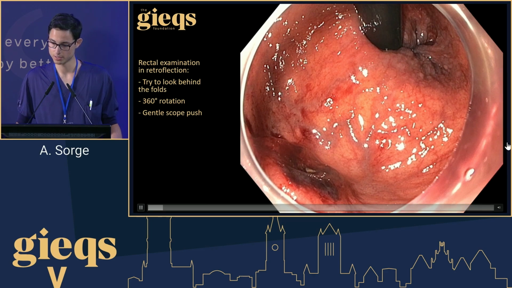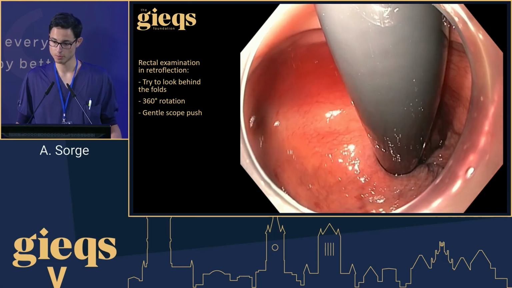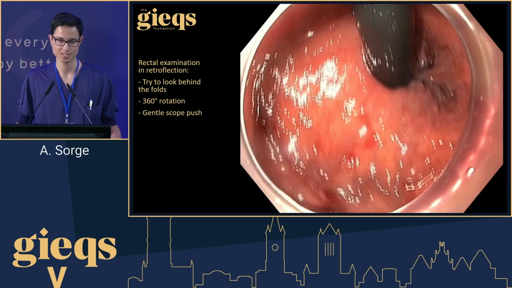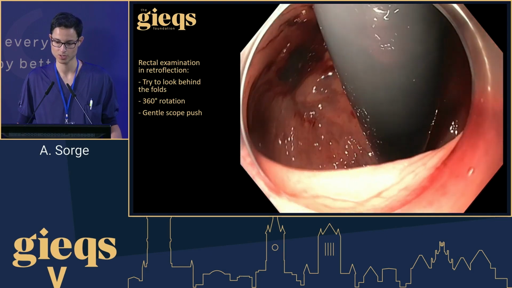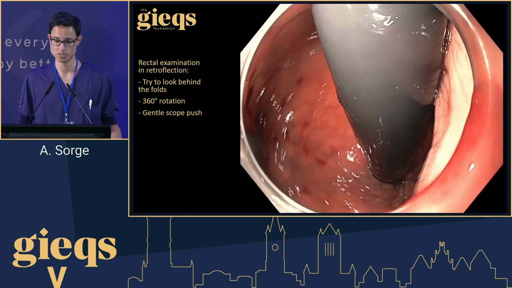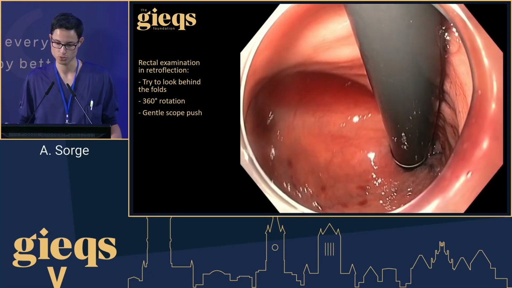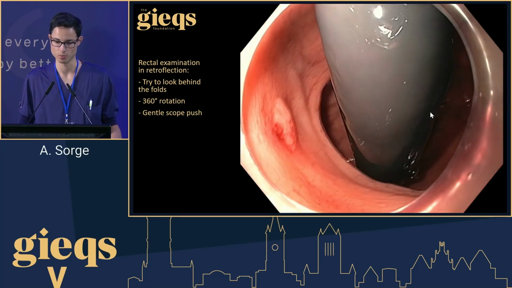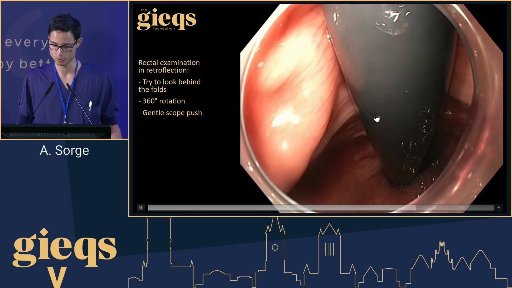It is not always possible, but we can try, I think, for detection and characterization to inspect the mid and the proximal rectum in retroflexion. You need a scope with a good bending. You need to be gentle, to do a 360 rotation and gently push your scope. And you can detect something that was not obviously seen in forward view.